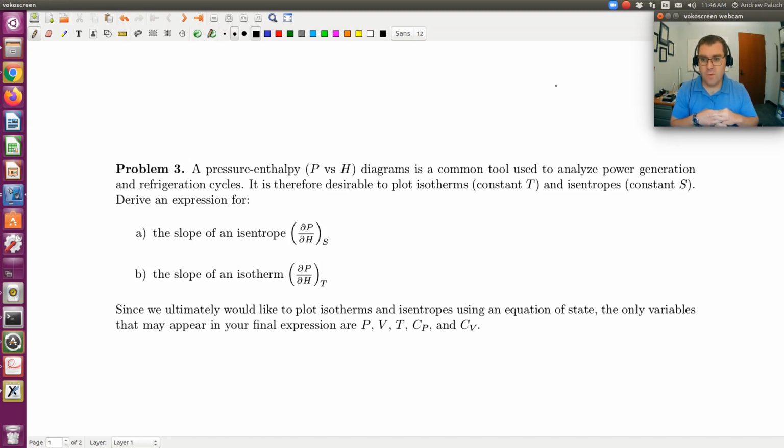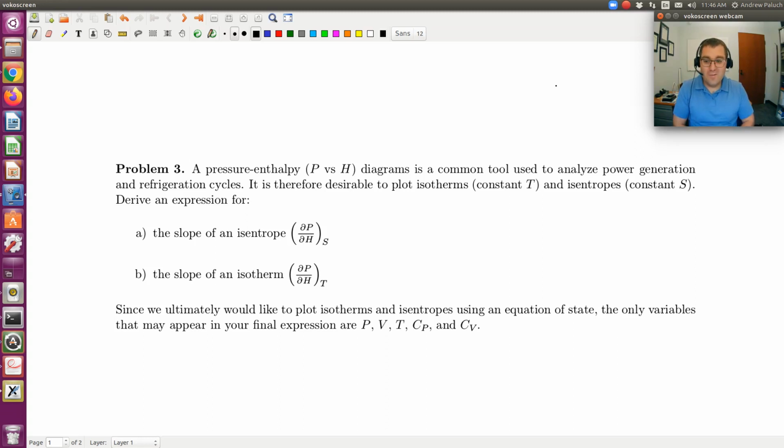Derive an expression for the slope of an isentrope, dP/dH at constant S, and the slope of an isotherm, dP/dH at constant T. Since we ultimately would like to plot isotherms and isentropes using an equation of state, the only variables that may appear in your final expression are P, V, T, CP, and CV.